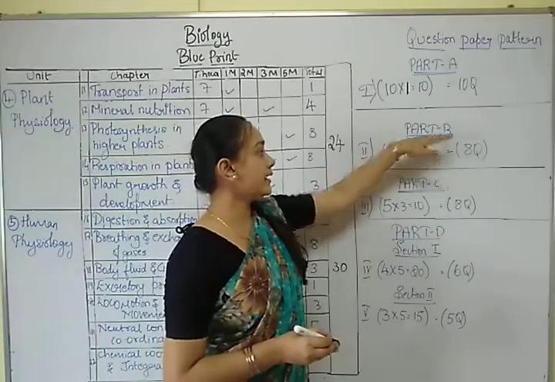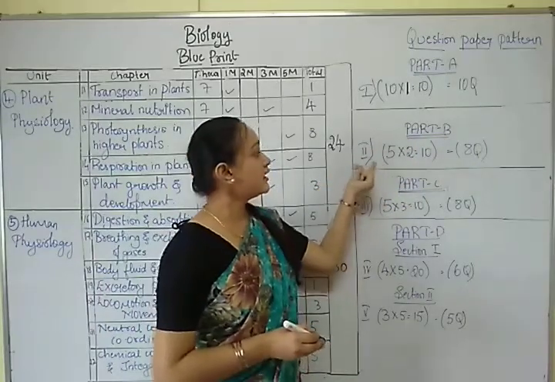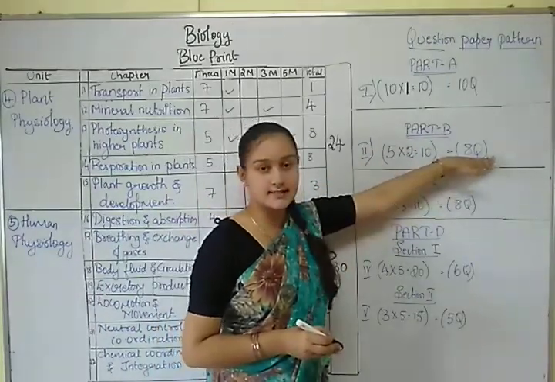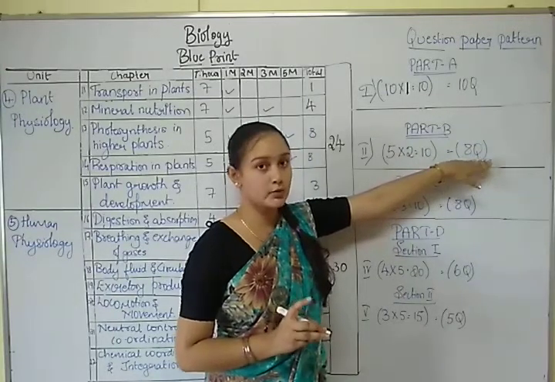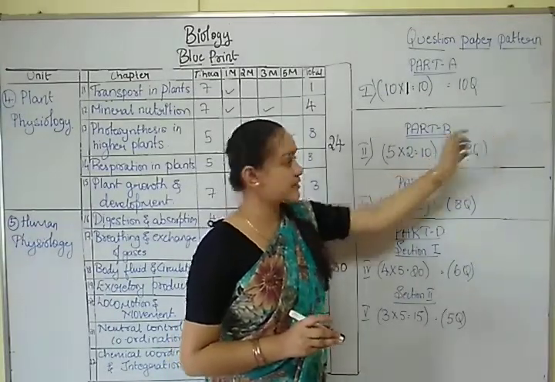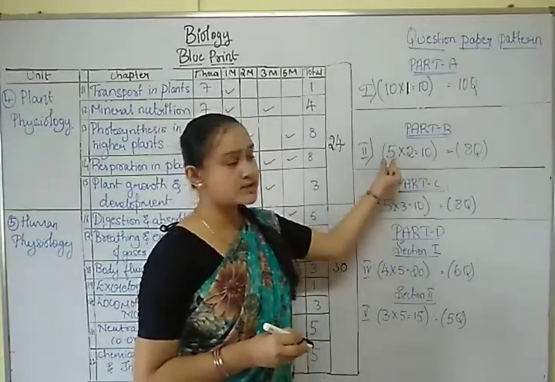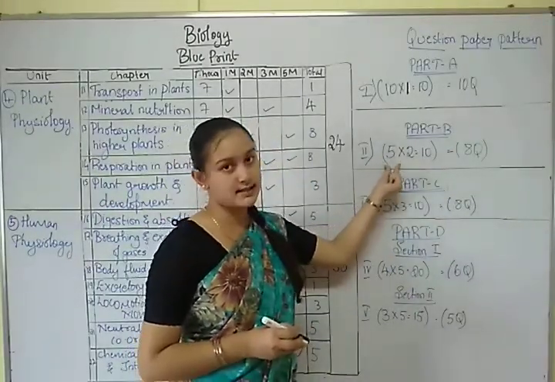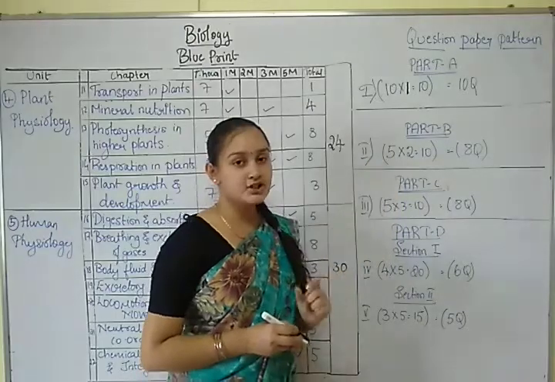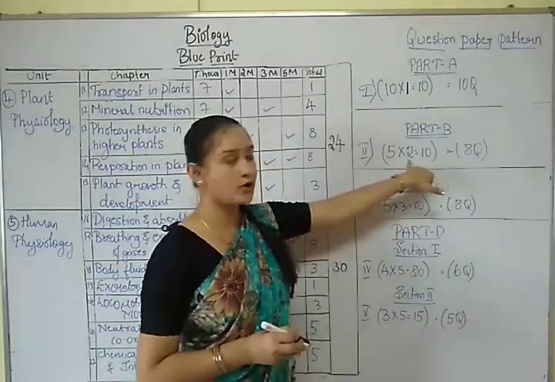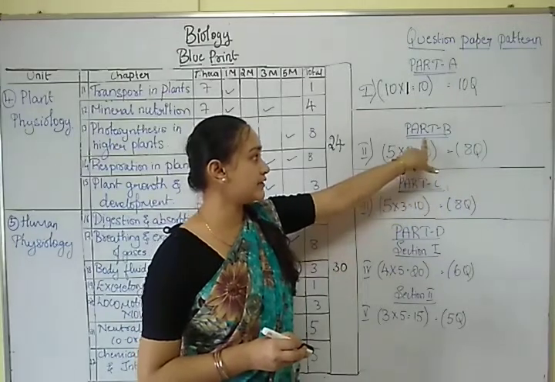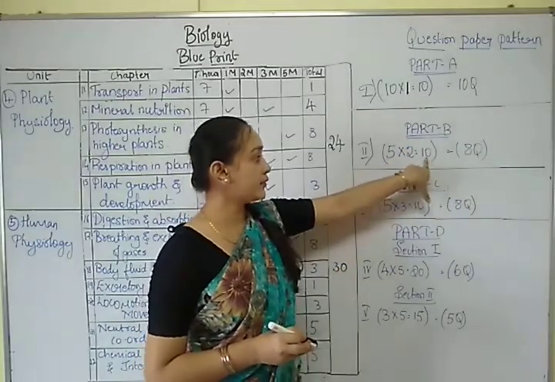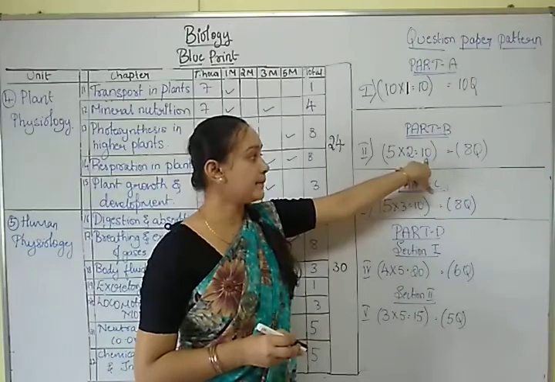In part B, the second main, there will be a total of 8 questions. Among the 8 questions, you should choose just 5 questions and answer them. Each question carries 2 marks. So 5 twos are 10. The weightage of the part B questions is 10 marks.